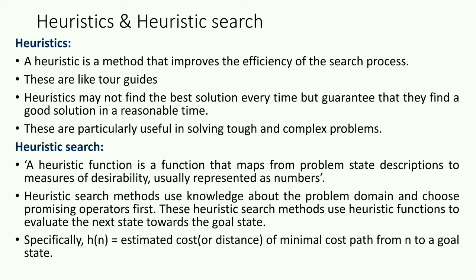And what is heuristic search? A heuristic function is a function that maps from the problem state descriptions to measures of desirability, usually represented as numbers. These heuristic search methods use knowledge about the problem domain and choose the promising operator first. They use the heuristic functions to evaluate the next states toward the goal state. Specifically, h(n) is the representation of the heuristic function, equal to the estimated cost or distance of the minimal cost path from n to a goal state.